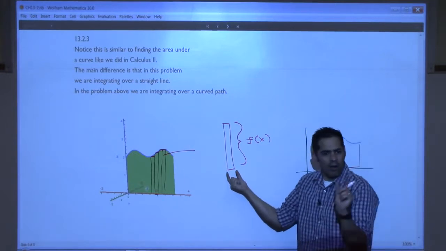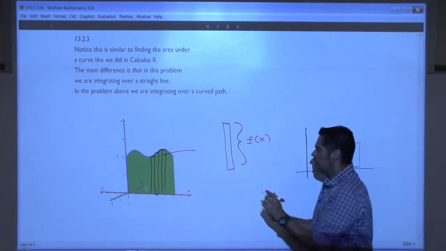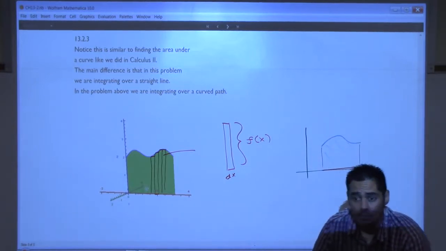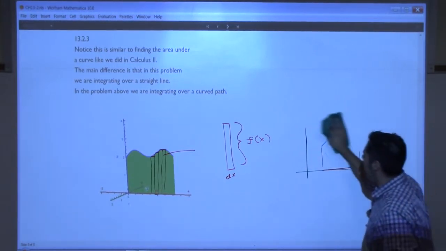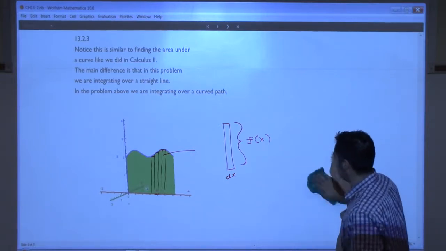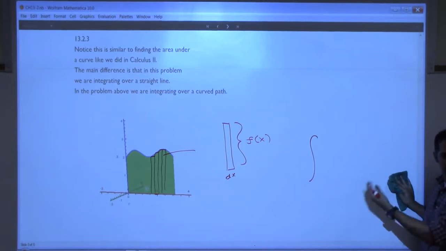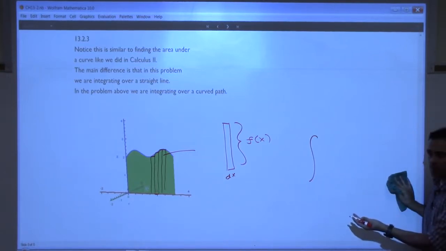Dx, right? This is our width, our change in x. So this was dx. And then we said, all right, let's add them up. Let's add up all the rectangles. So how do you add up an infinite number of rectangles? Well, that's what the integral is, right? It's a sum of an infinite number of things, whatever it is.